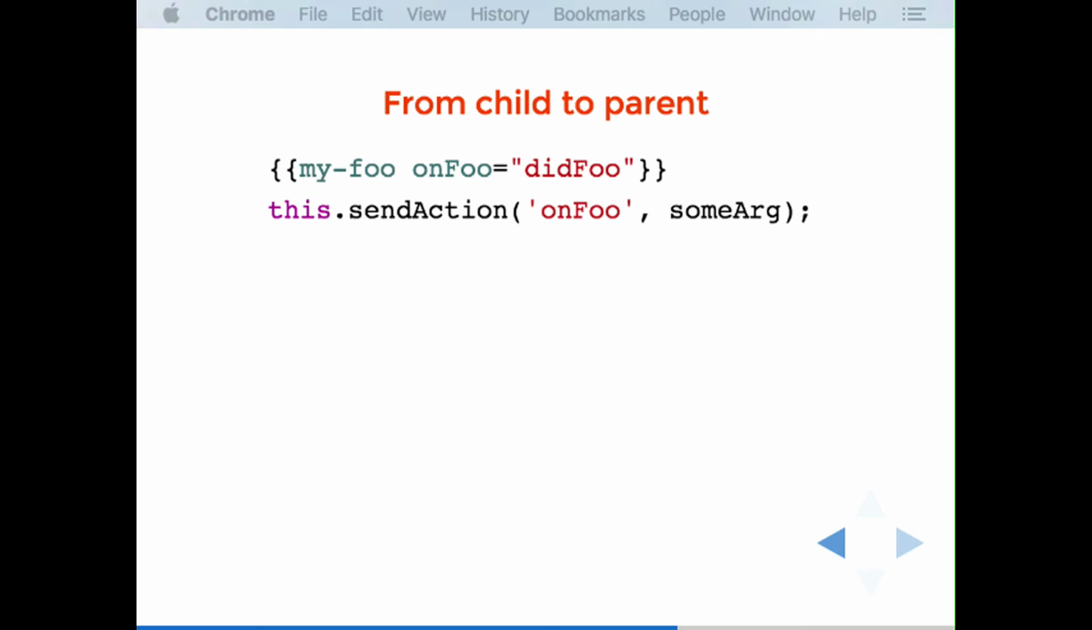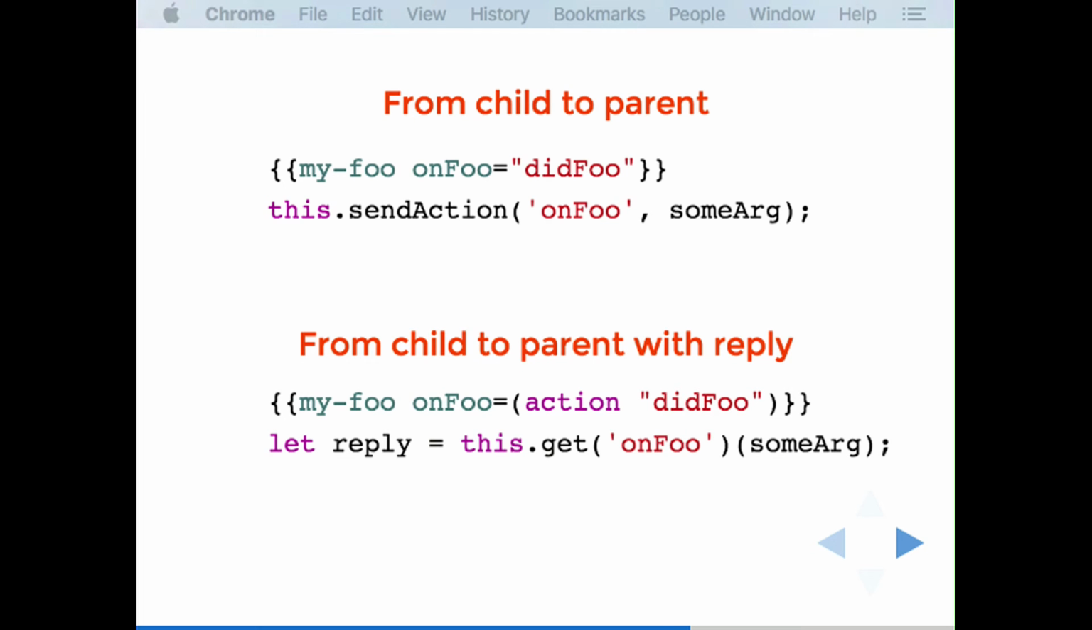This is the usual way we had for sending messages from child components to parent components. We have the send action thing. We pass the name of the action, and this is going to fire an action with these arguments to the parent scope, no matter if it's a component or a controller or whatever. And that's the only way we had to communicate at the beginning. The problem is, this is unidirectional communication, so we send things from children to parent.